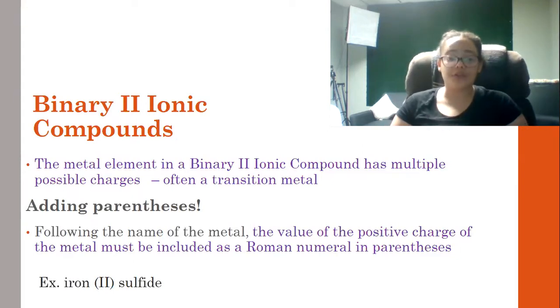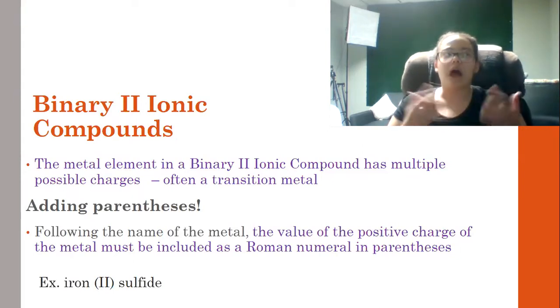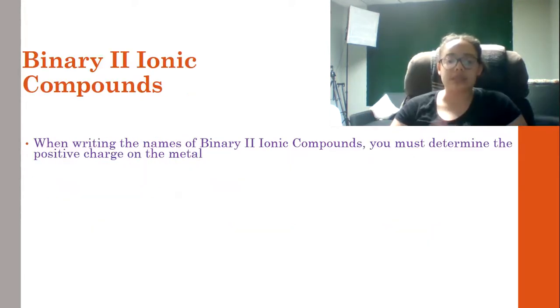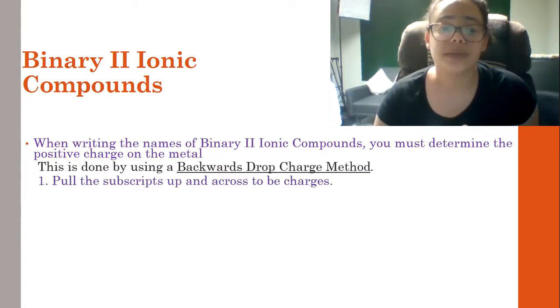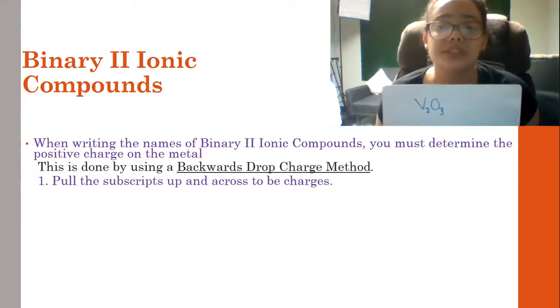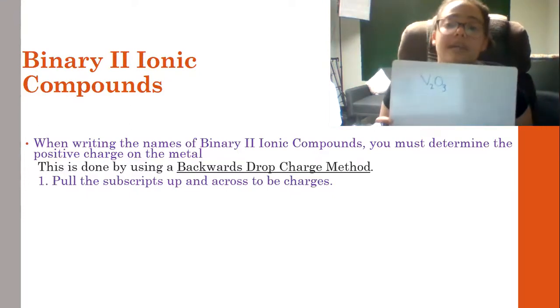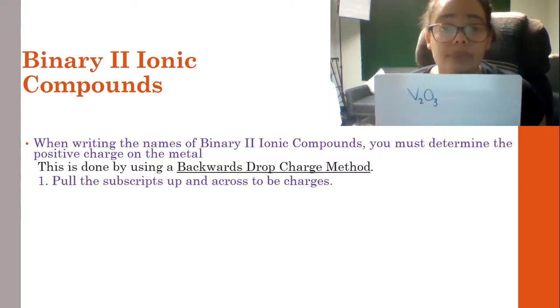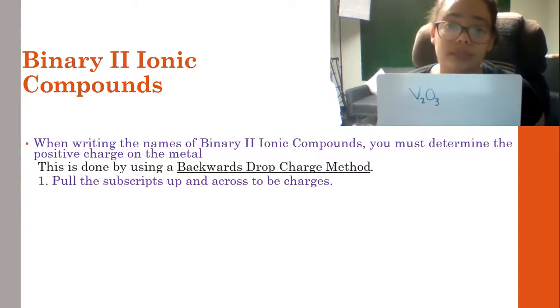So now we have to go through and we're going to figure out, well, how do we know what the charge is? When we're writing these names, the way that we're going to determine the positive charge is through our backwards drop charge method. Our first step is we're going to write our compound and we're going to pull those subscripts up and back across to become charges again. So here I have my compound V2O3. I'm going to take those subscripts, that 2 and that 3, and I'm going to bring them up and across in order to make them into charges again.